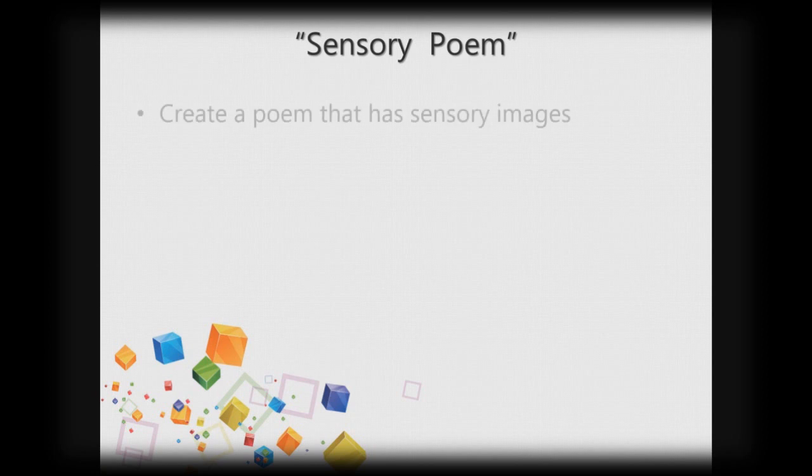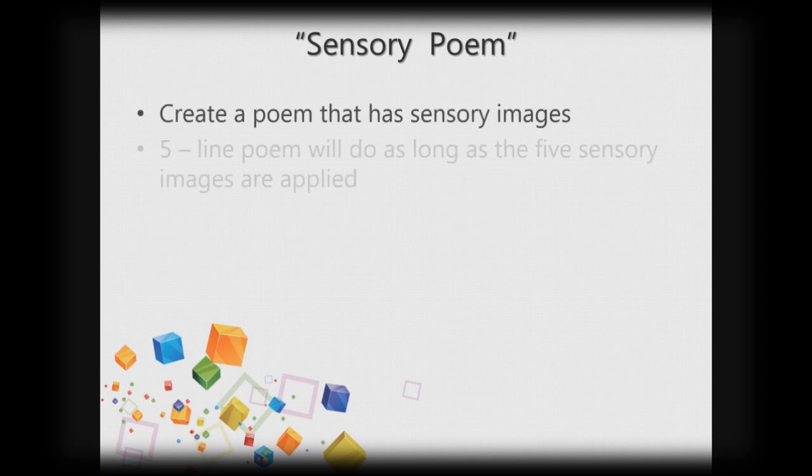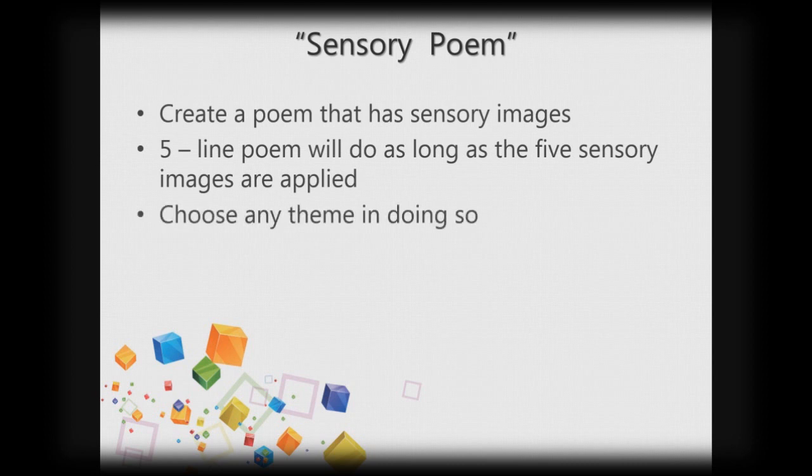Moving forward is our learning activity. This time, you are expected to create a sensory poem. Create a poem that has sensory images. A poem of at least 5 lines will do, as long as the 5 sensory images are applied. Choose any theme in doing so. I have here a sample, and the theme I chose was about spring.